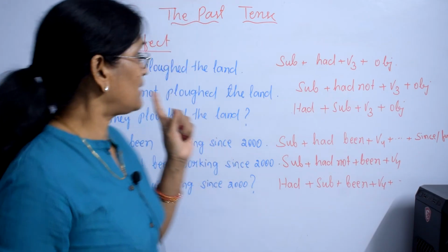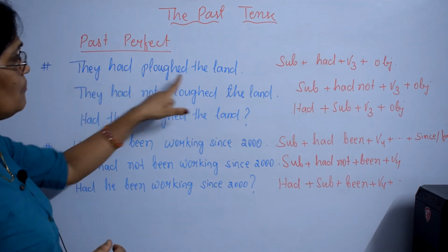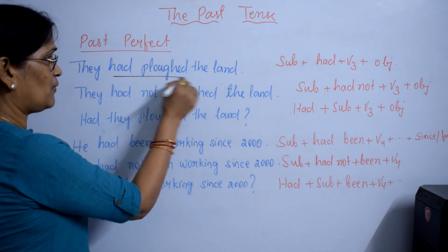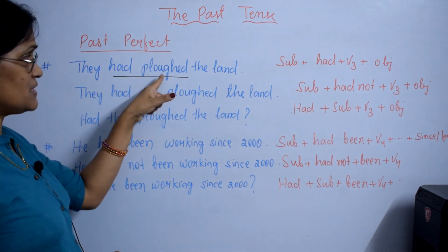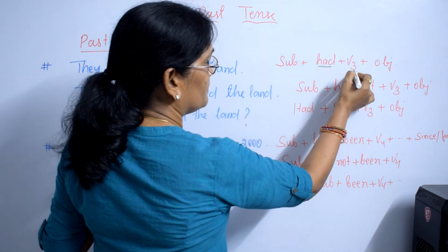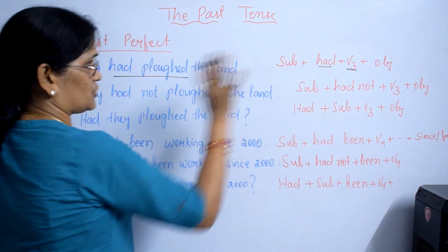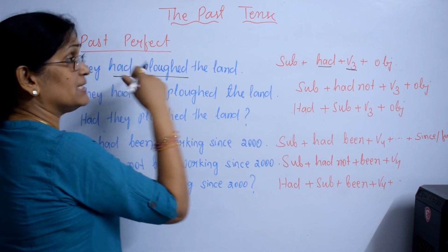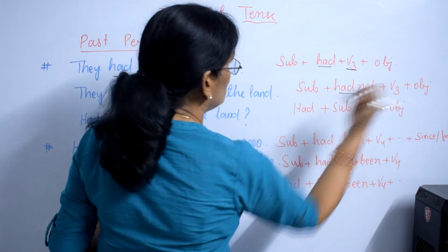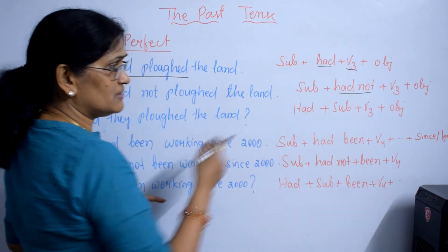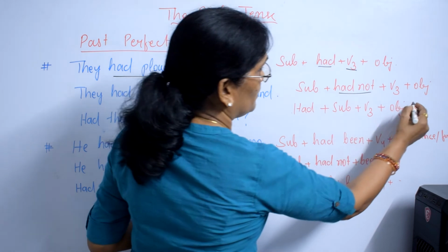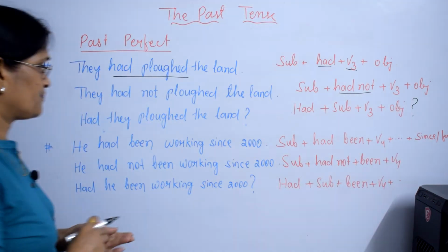Then the structure for past perfect. They had plowed the land. Subject they, had plowed: subject plus had plus V3 plus object. This is the structure for past perfect. Negative structure: subject plus hadn't plus V3 plus object. Interrogative structure: had plus subject, then V3 plus object, question mark.